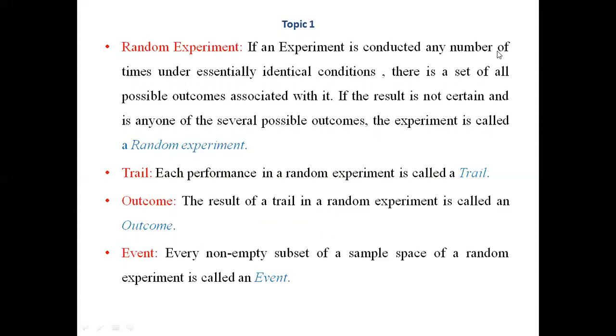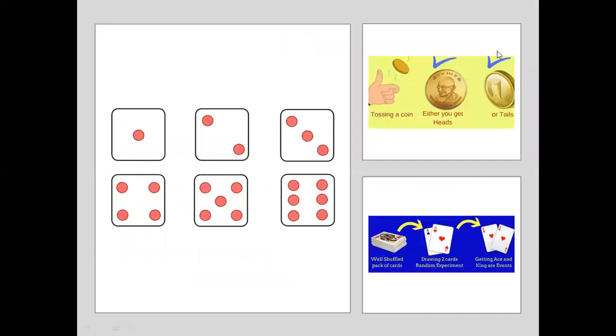The next one is event. Every non-empty subset of a sample space of a random experiment is called an event. So, a non-empty subset of a sample space. Sample space is a collection of all possible outcomes of an experiment. If you write all the possible outcomes in the form of a set, that set we call the sample space or outcome space. From that set, if it is a non-empty subset, we call it an event. Here are a few examples: rolling a dice, tossing a coin, picking a card from the pack of cards. These are examples for experiment, trial and event.